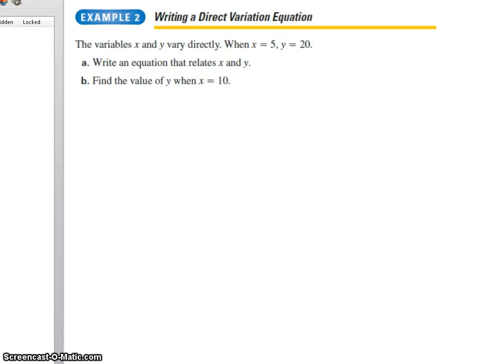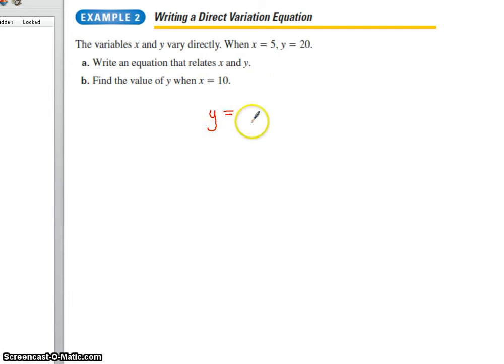So this is writing a direct variation equation. Let's read the problem first. The variables x and y vary directly when x equals 5 and y equals 20. Write an equation that relates x and y. Then find the value of y when x equals 10. We kind of did that on the first page, but let's do it again.